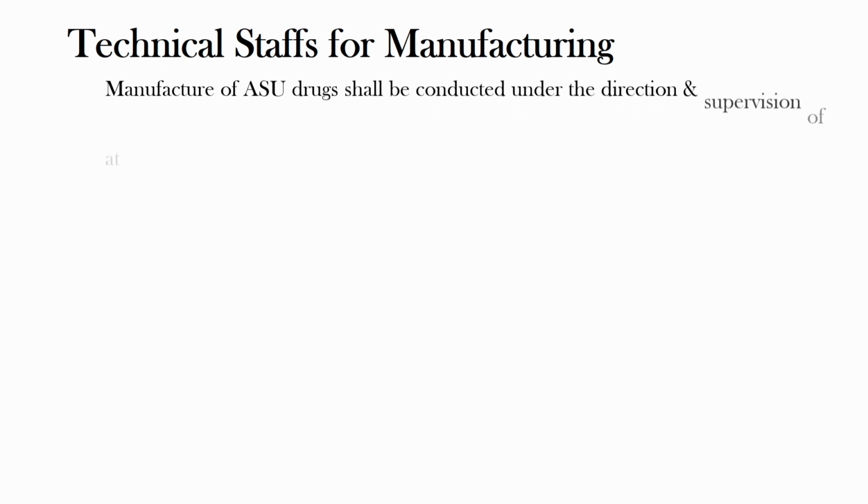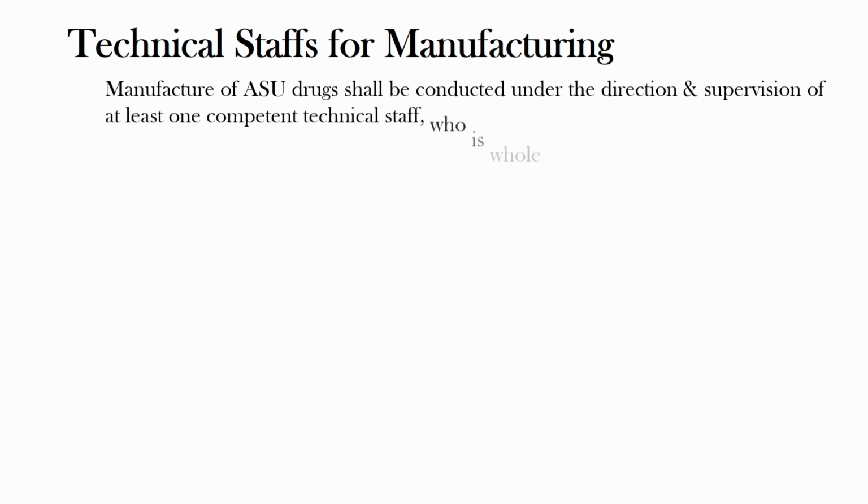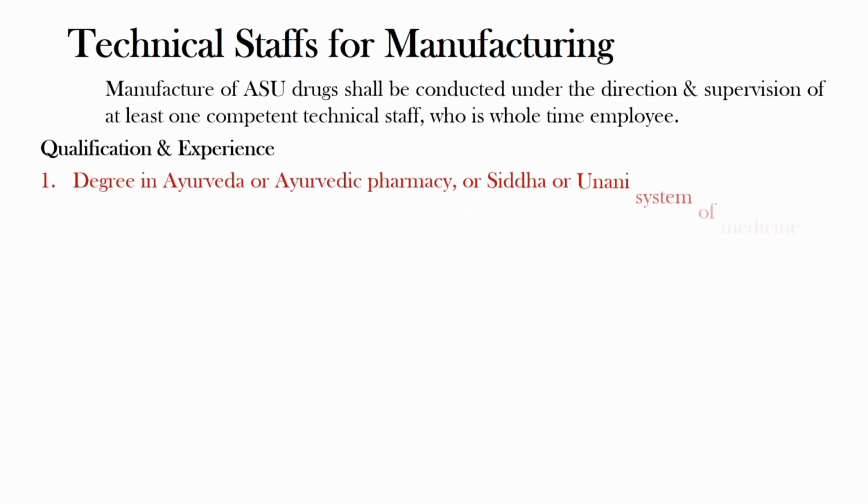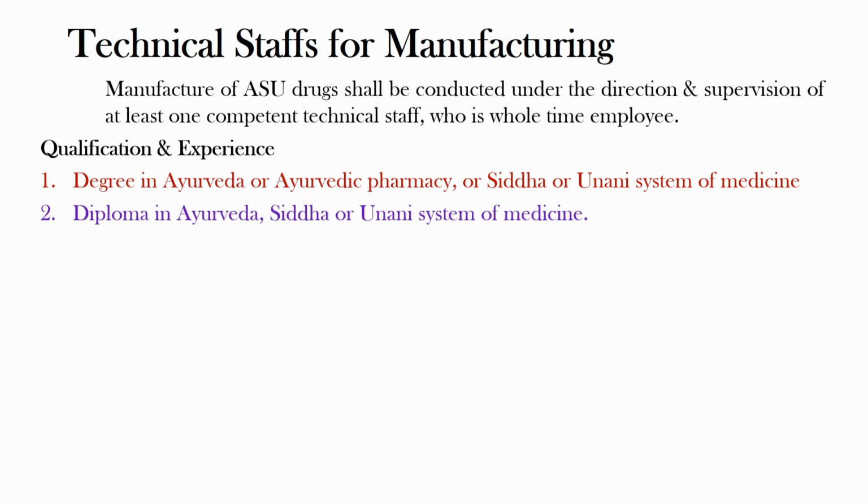Here the drug rule says the manufacture of ASU drug shall be conducted under the direction and supervision of at least one competent technical staff who is a whole-time employee. The qualification and experience of technical staff include a degree in Ayurveda or Ayurvedic pharmacy or Siddha or Unani system of medicine, as the case may be, or a diploma in Ayurveda, Siddha or Unani system of medicine.